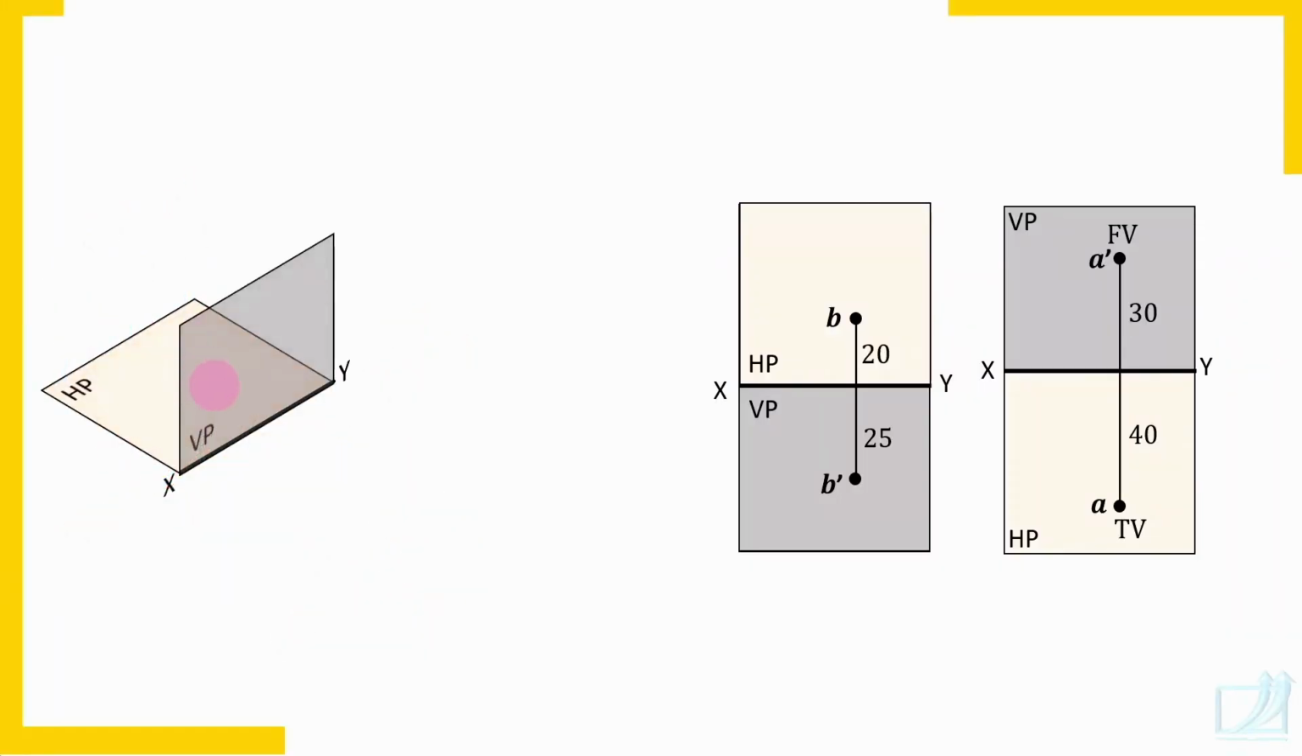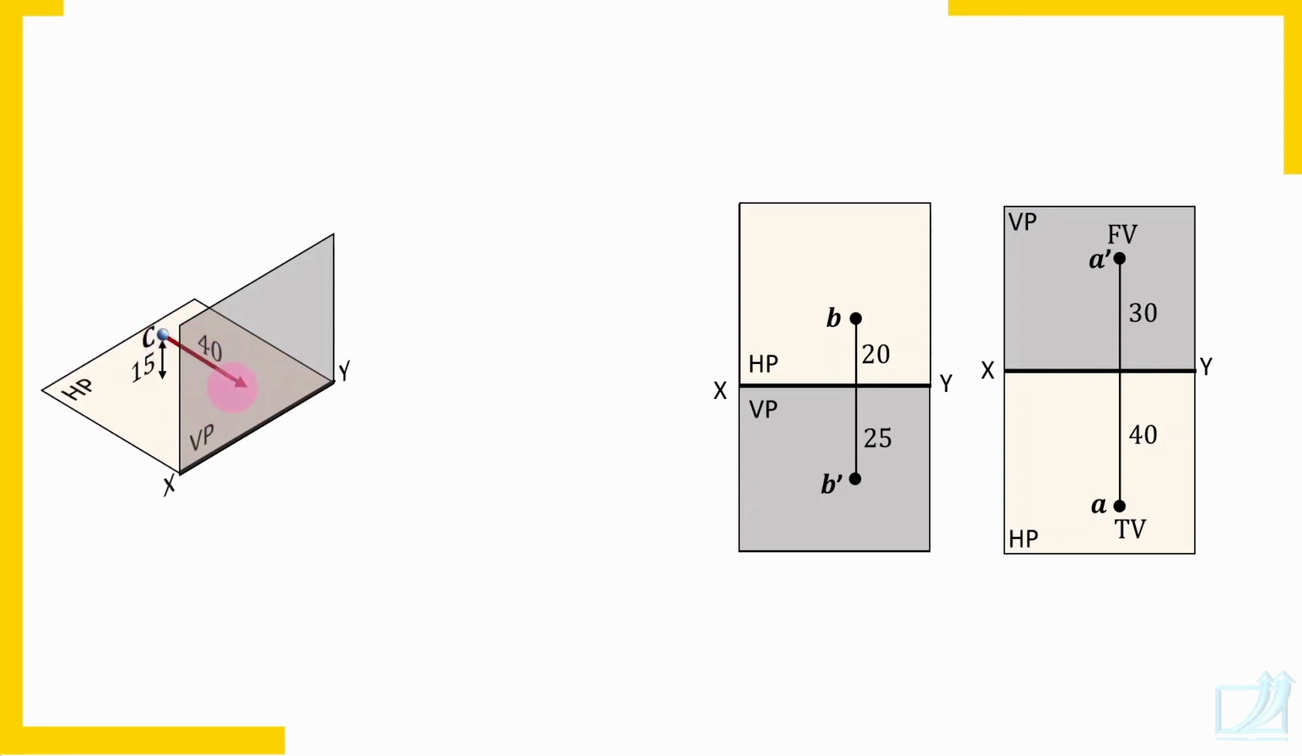Now watch here. So second quadrant. Here it is a point. Let's label that point as point C. It is in second quadrant. It is 40 millimeters behind VP and 15 millimeters above HP. So point C is in second quadrant. It is 40 millimeters behind VP and 15 millimeters above HP. That is what you can see in this diagram.